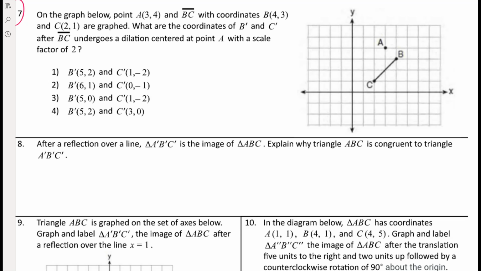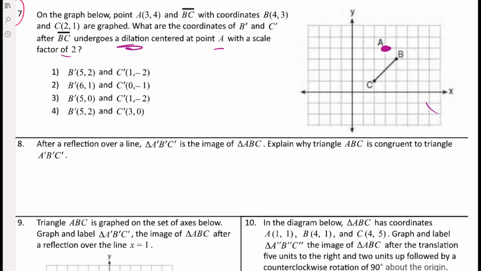Number 7. On the graph below, point A at (3, 4), and segment BC with coordinates (4, 3) for B and (2, 1) for C are graphed. What are the coordinates of B' and C' after BC undergoes a dilation centered at point A with a scale factor of 2? If we're dilating centered at A, then points B and C are going to move either further away or closer to A based on their distance away from A right now.